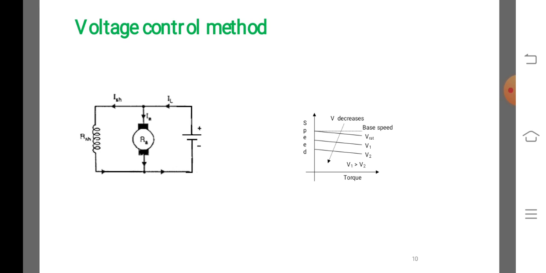The third one is the voltage control method. In this method, the voltage source supplying the field current is different from that which supplies the armature. This method avoids the disadvantage of poor speed regulation and low efficiency as in the armature control method. However, it is quite expensive. Therefore, this method of speed control is employed for large size motors where efficiency is of great importance.